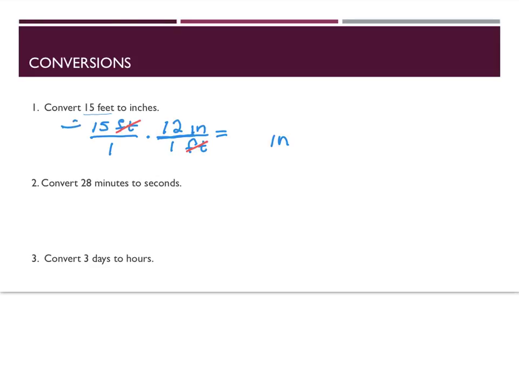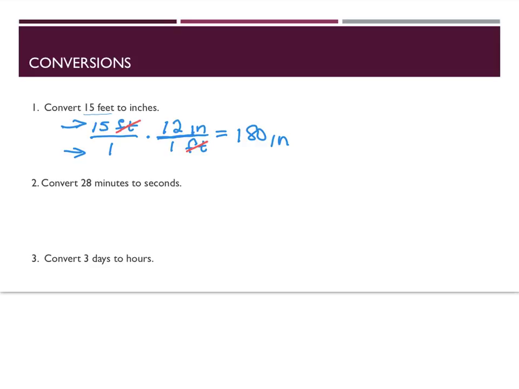With fractions, you multiply straight across the top, you multiply straight across the bottom. Anything on the bottom you would divide into the top. My bottom is just a bunch of 1s, so a fraction with a 1 on the bottom is the same as a whole number. If I do 15 times 12, I get 180. So 15 feet converted to inches is 180 inches.